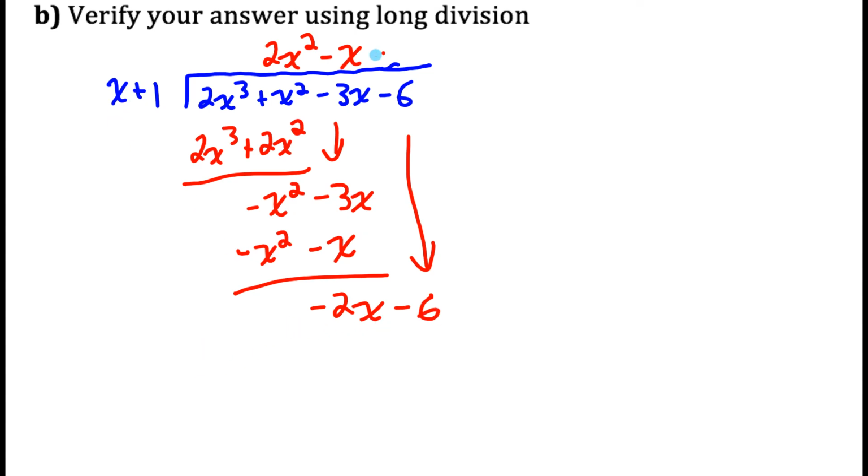Negative 2x divided by x is negative 2. Multiply that negative 2 by x plus 1. I get negative 2x minus 2. Subtract: negative 6 minus negative 2 is negative 4.